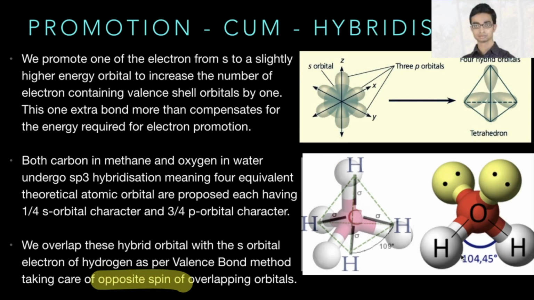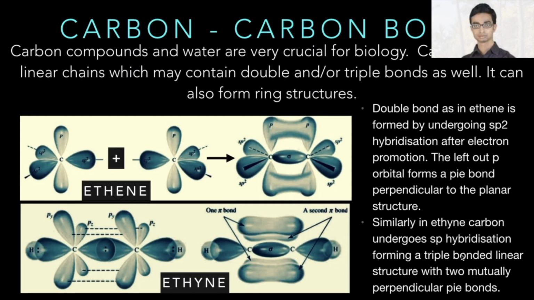It forms tetrahedral methane with a bond angle of 109.5 degrees each, and a bent water molecule with a bond angle of 104.5. The reduced bond angle of water is explained by extra electronic repulsions from the two lone pairs. Similarly, depending on the type of hybridization and electron pair repulsion, different molecular shapes are explained. Carbon compounds and water are very crucial for biology.